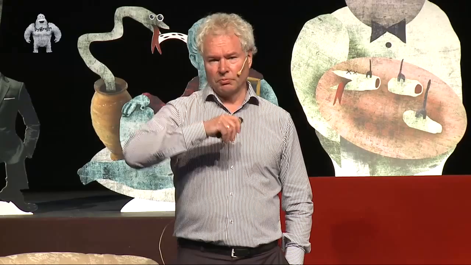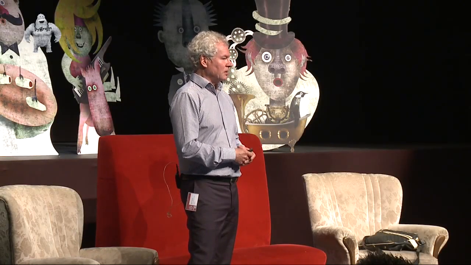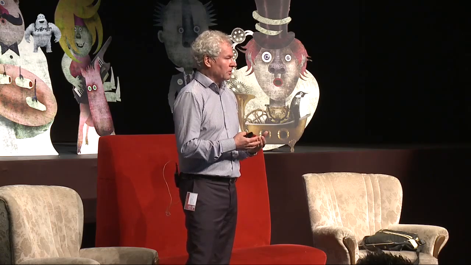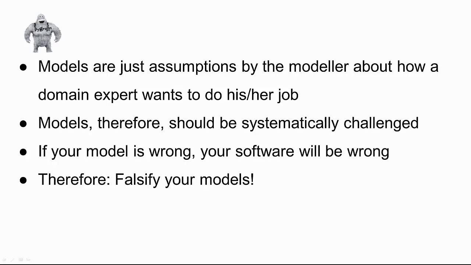You have to know that when you're modeling, what you're actually doing is making a lot of assumptions as a modeler about what the domain expert wants. And because these assumptions are in your head, you have to systematically challenge your model. Are the assumptions that I'm making about the domain expert correct? And if your model is wrong, your software is going to be wrong. So you really have to attack your own models. You have to try to falsify your models.